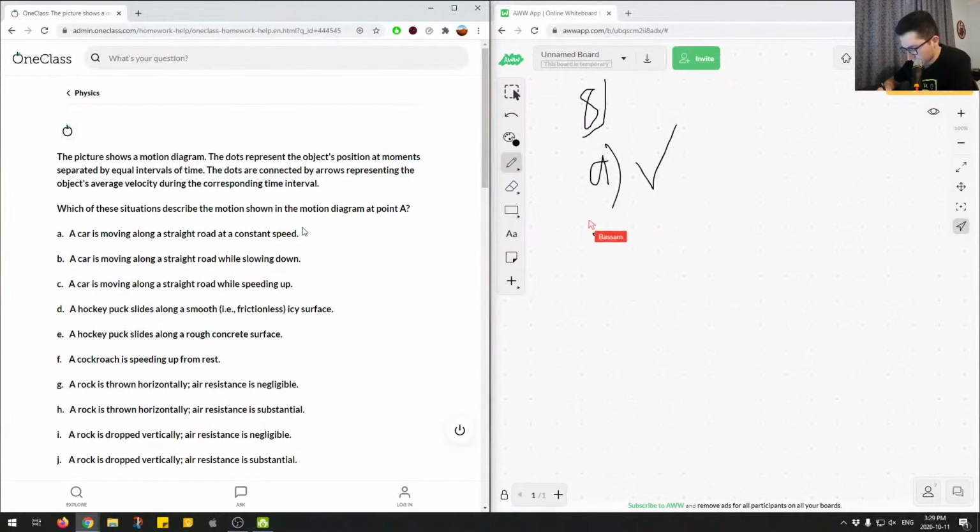Let's look at B. A car is moving along a straight road while slowing down. So slowing down means deceleration and a decrease in speed. So this is not constant velocity, so we'll mark that as wrong. Option C. A car is moving along a straight road while speeding up. So speeding up, we have acceleration. They're trying to say straight road to kind of throw you off, but really you only care about if it's speeding up or slowing down. So this is also incorrect because it's not constant speed.